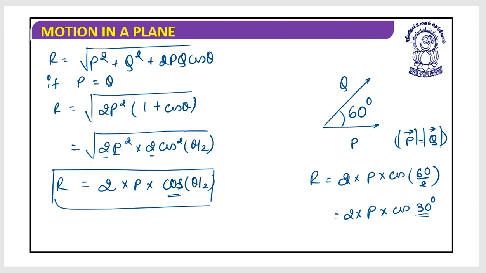Is it clear? Are you sure? Okay, so this is about the magnitude of the resulting vector.